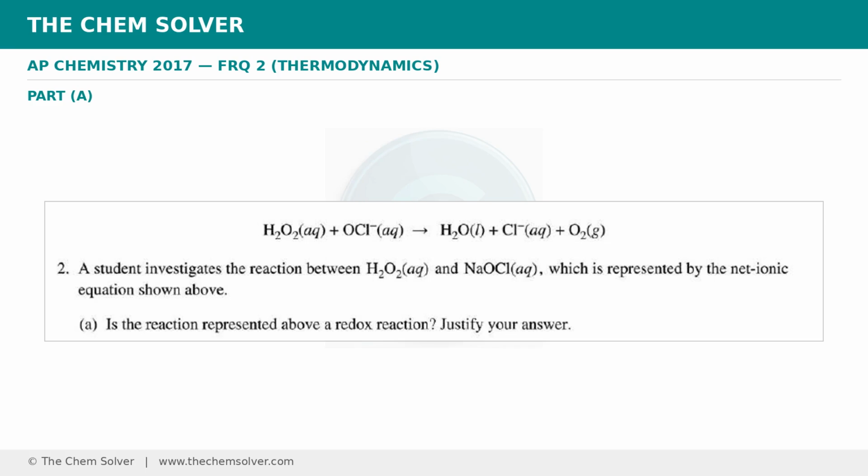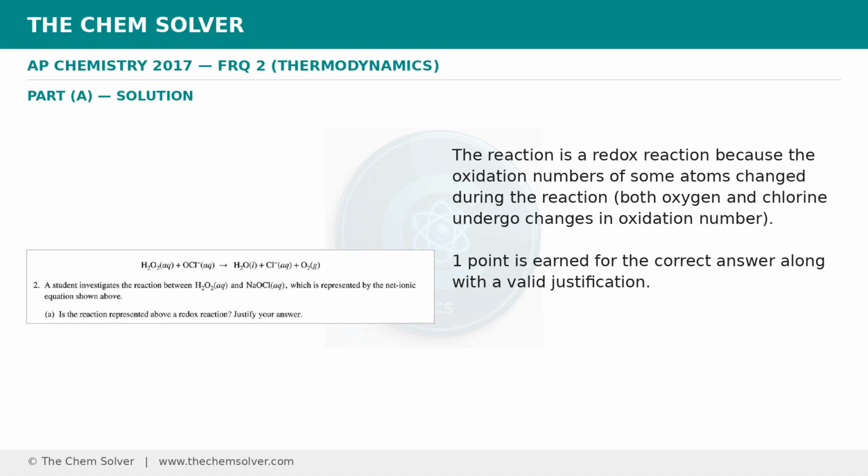A. Is the reaction represented above a redox reaction? Justify your answer. The reaction is a redox reaction because the oxidation numbers of some atoms change during the reaction. Both oxygen and chlorine undergo changes in oxidation number. 1 point is earned for the correct answer along with a valid justification.